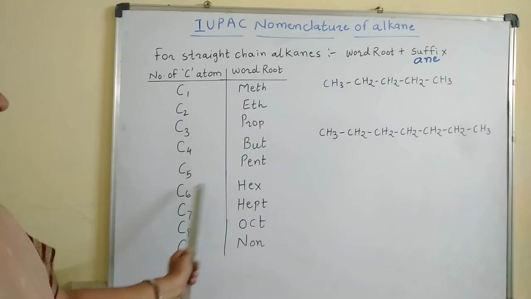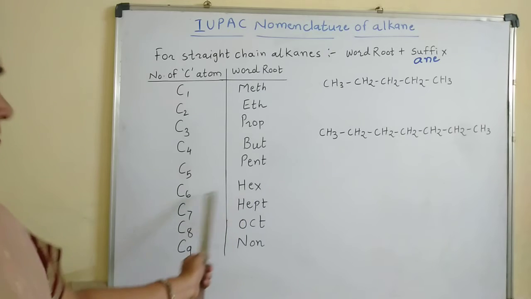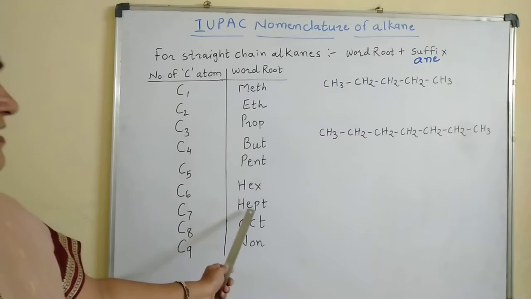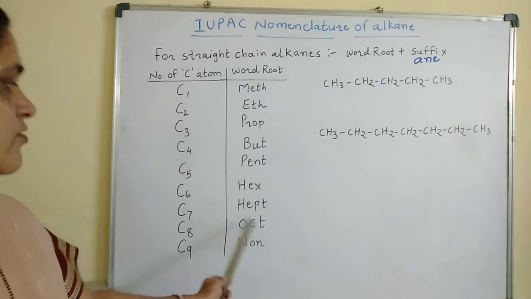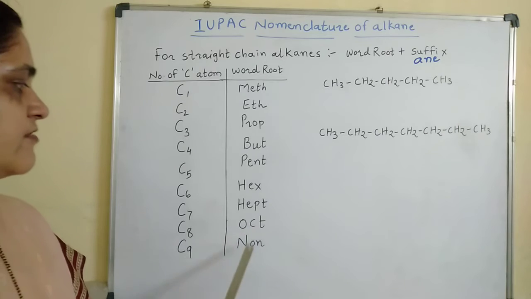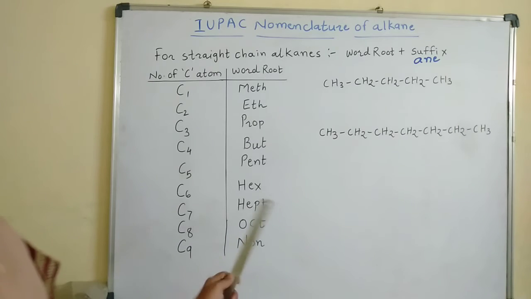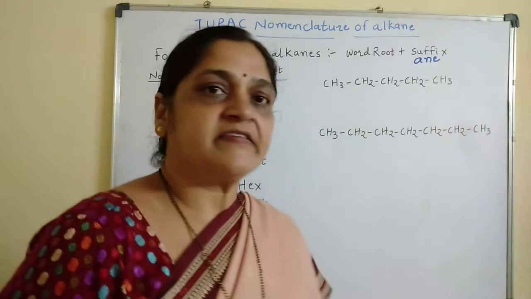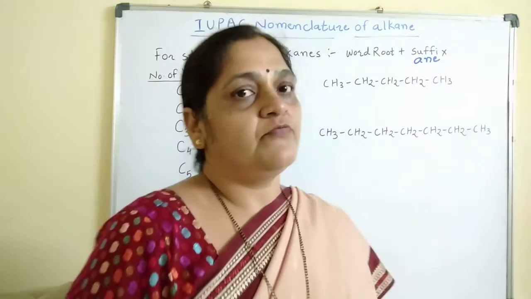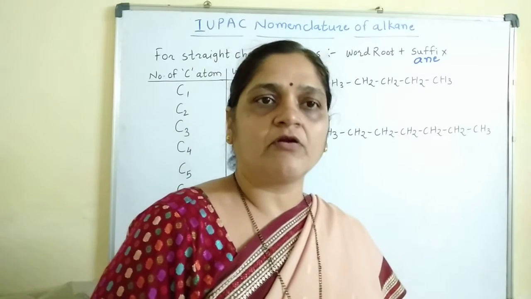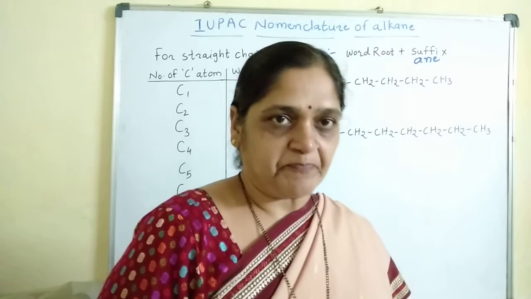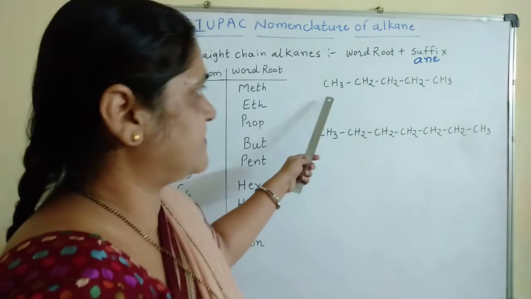6 carbon atoms are present and word root is hex. 7 carbon atoms are present and word root is hept. 8 carbon atoms present and word root is oct. 9 carbon atoms present and word root is non. And 10 carbon, so word root is dec. Right? Now we are going to take the help of this word root according to the number of carbon atoms in the chain. So let us take example 1.